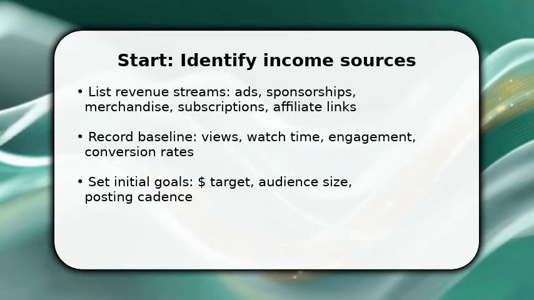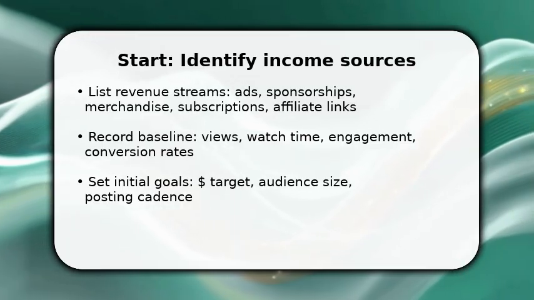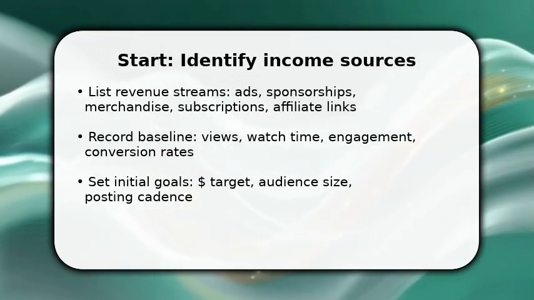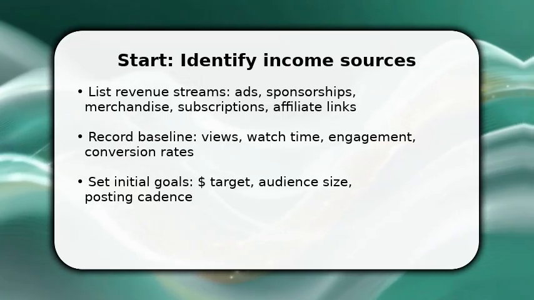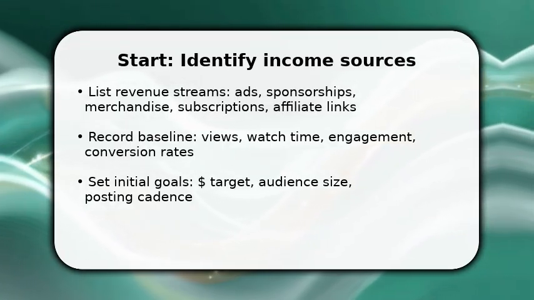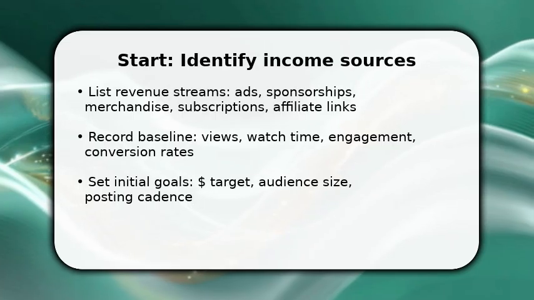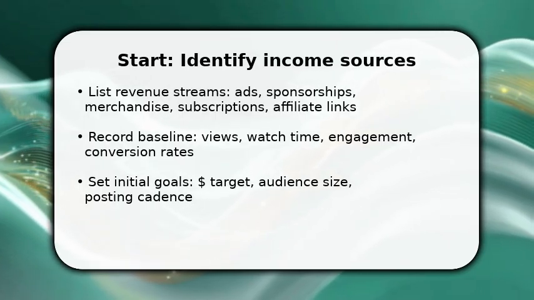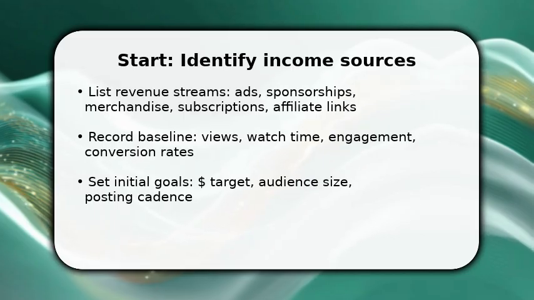You begin by mapping income sources so you know what to optimize. List ads, sponsorships, merch, subscriptions, and affiliate links. Once done, record baseline metrics like views, watch time, engagement, and conversion rates so you have a measurable starting point.